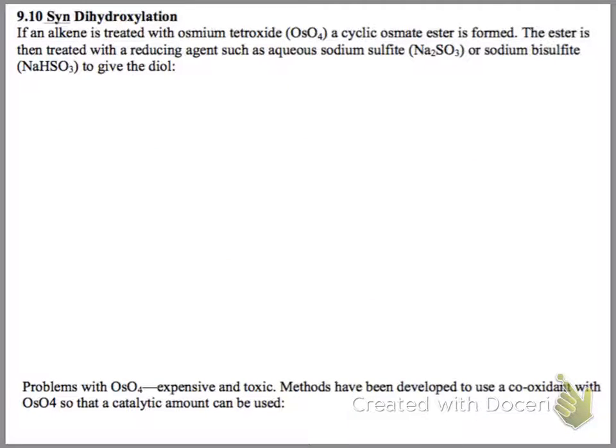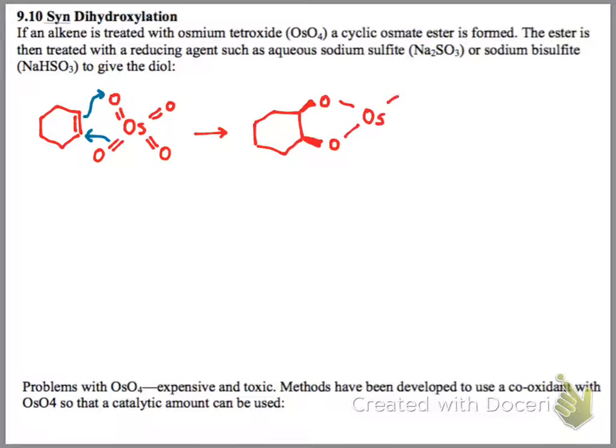The next way to make a diol, or a dialcohol, is to make it cis. It's called cis dihydroxylation, and that uses oxidizing agents that have a metal inside them. The most traditional, or the most common, is called osmium tetroxide. Osmium is the metal that's in here. It's a transition metal, and it has 4 oxygens attached. That's what makes it tetroxide.